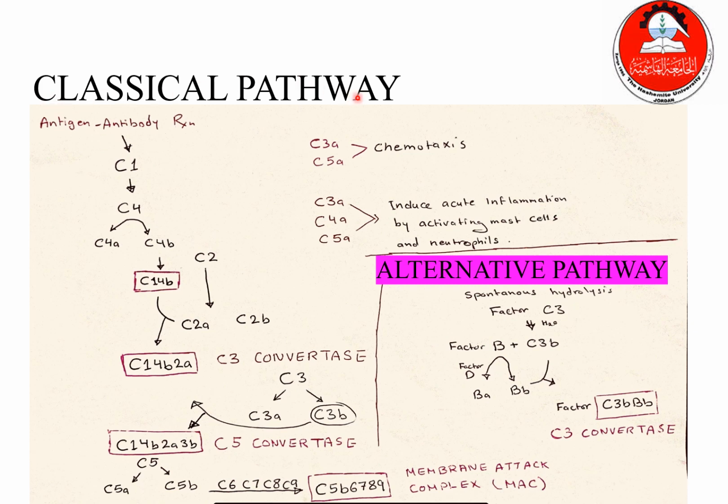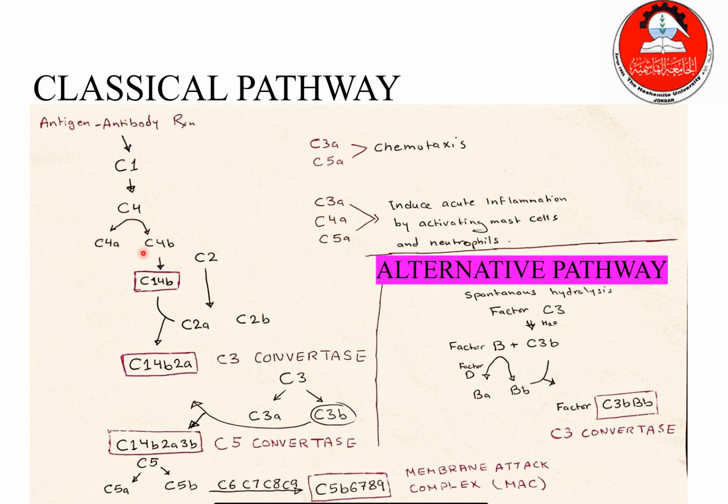So here we have the classical pathway. The classical pathway, as we said, is triggered by antigen-antibody reaction. Antigen-antibody reaction is going to activate the C1 component of the classical pathway. The C1 is going to activate the C4 protein of the classical pathway. This is going to lead to C4 giving two products, C4A and C4B.